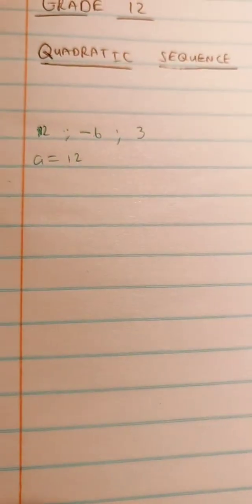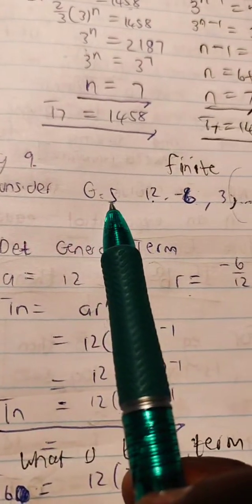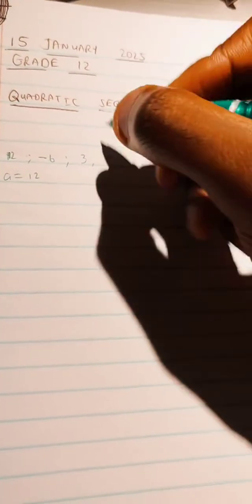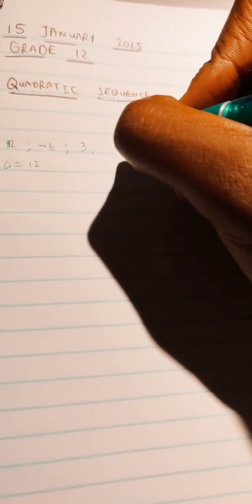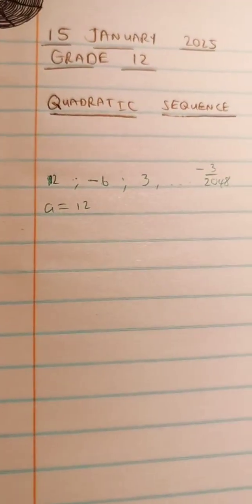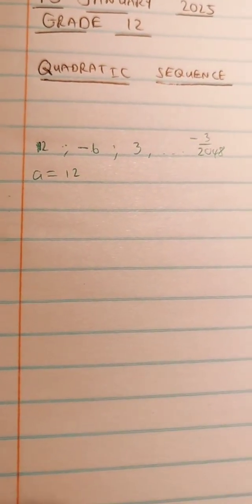So let's just write down the sequence. We have 12, minus 6, 3, and what they want is the general term of the sequence. So A is 12. What type of sequence is this? We are told to consider the GS, so we are told it's a geometric sequence. There's no doubt about it.